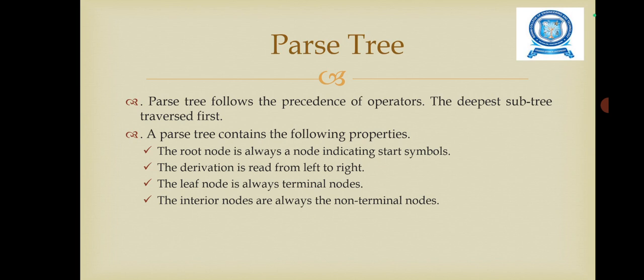Here we have the following properties. A parse tree contains the following properties. The root node is always a node indicating the start symbol. The derivation is read from left to right. The leaf nodes are always terminal nodes. The interior nodes are always non-terminal nodes.